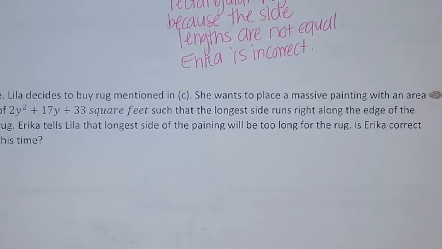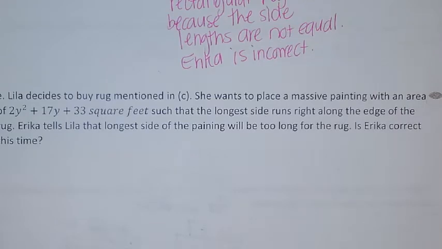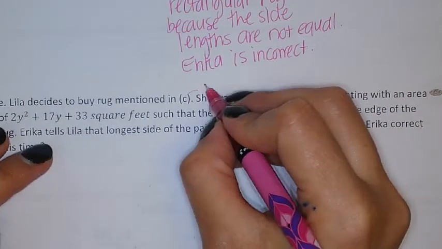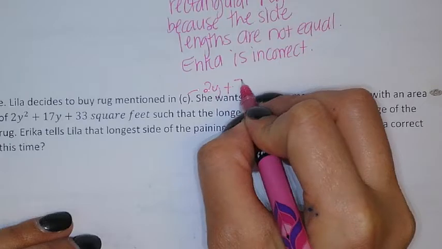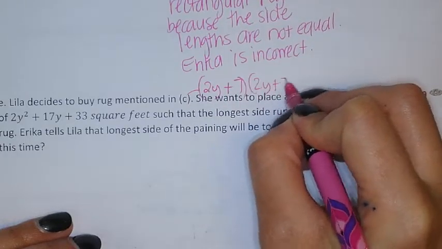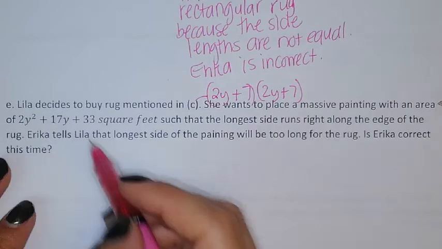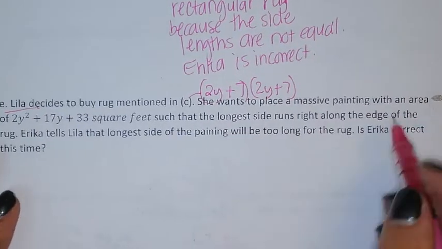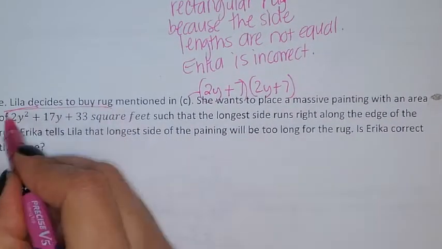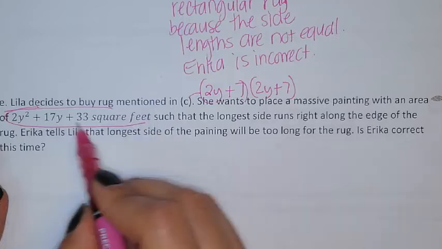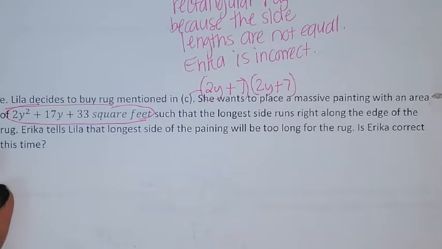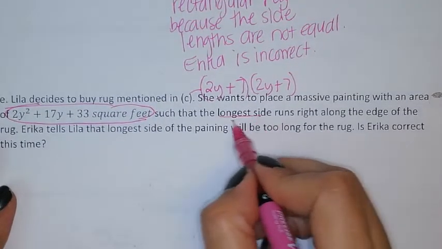now we know that Lila decides to buy the rug mentioned in letter C. So if we go to letter C, we know that the rug that Lila decides to buy is 2y plus 7 by 2y plus 7. So these are the lengths of that, in letter C. That's the one she decides to buy. She wants to place a massive painting with an area of 2y squared plus 17y plus 33 square feet, such that the longest side runs.